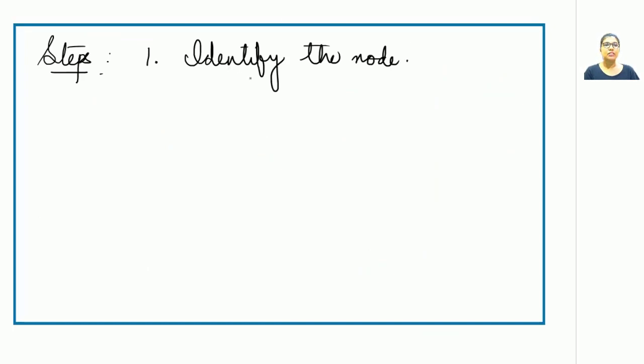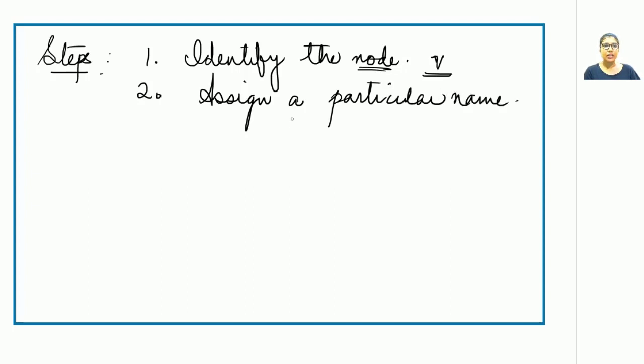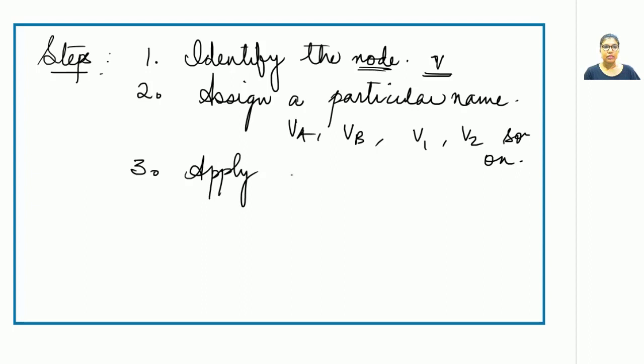So what is the basic step? The node across which the voltage is to be figured out, first that node is to be identified. Once that node has been identified, please assign a particular name to it. That name could be either VA, VB or V1, V2 and so on. Once the identification of the nodes and the assignment of names is done, apply KCL at that node.